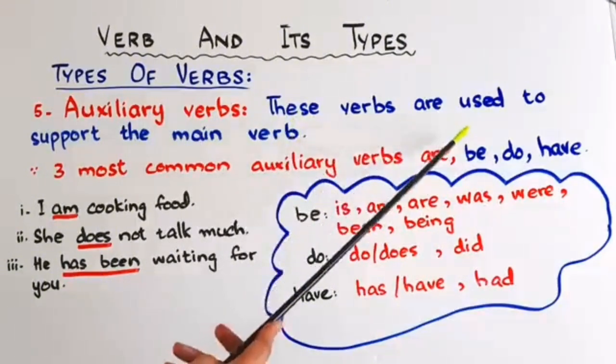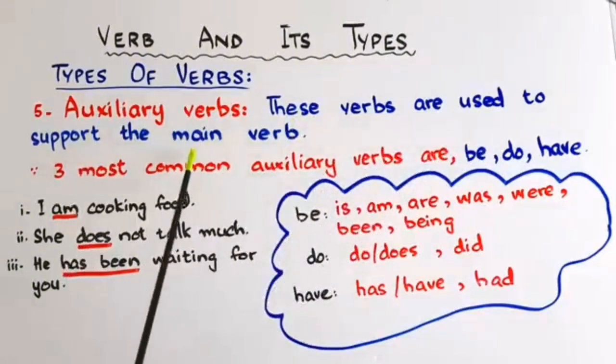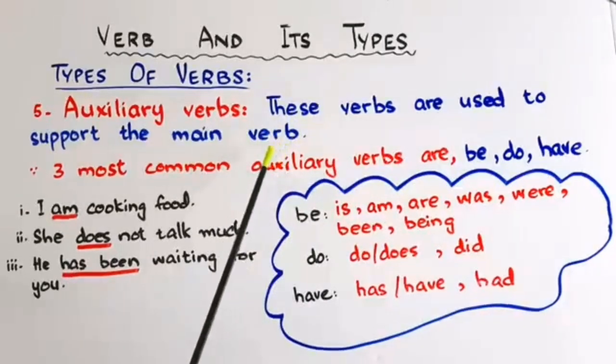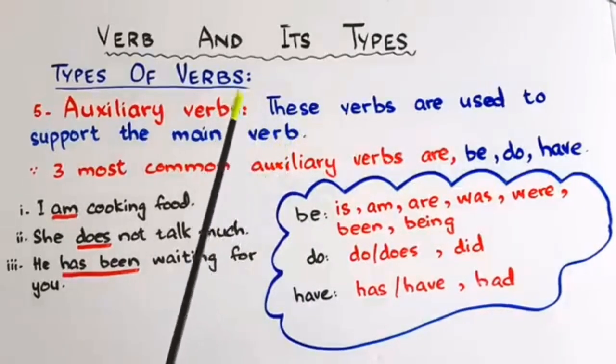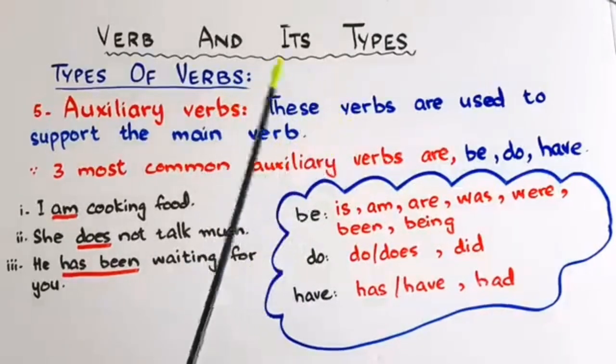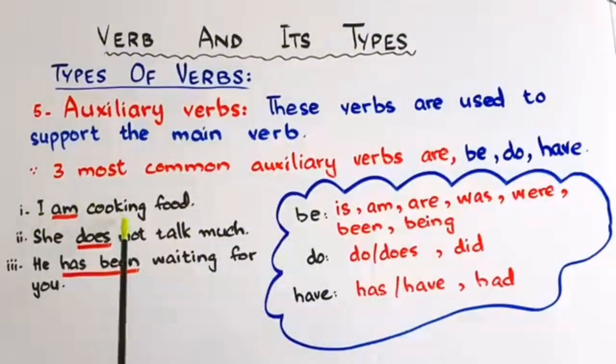The next step that we are discussing here is auxiliary verbs, commonly known as helping verbs. These verbs are used to support the main verb, and we need them mostly when we are dealing with different tenses. For example, I am cooking food. It's present continuous, so to support the main verb cooking, we need the auxiliary verb am. She does not talk much. Here the verb does is supporting the main verb talk.